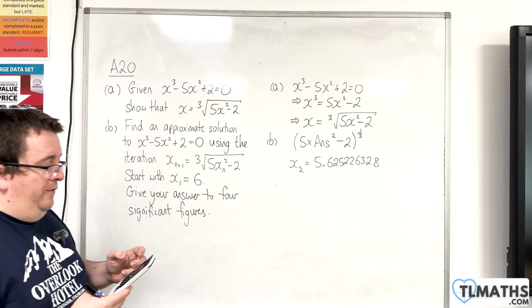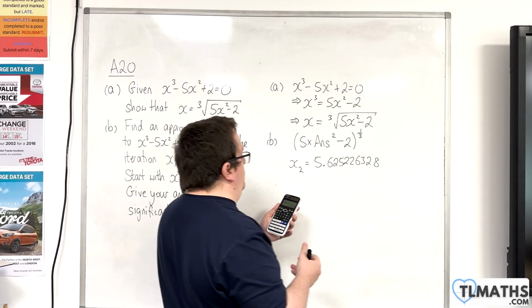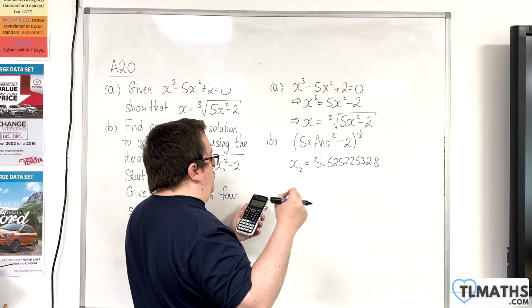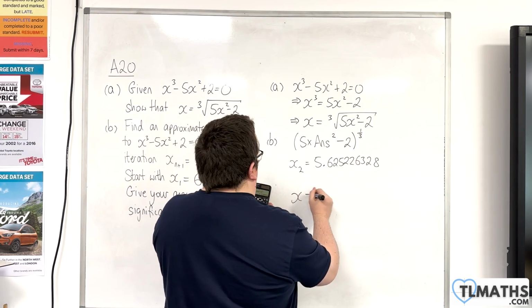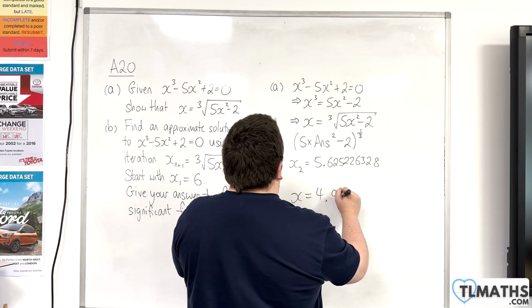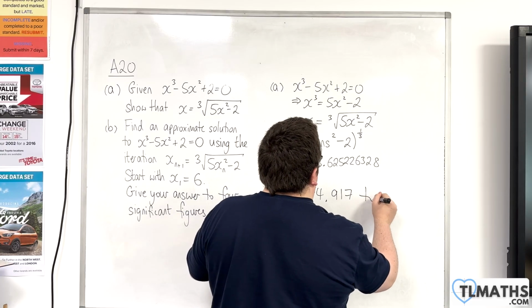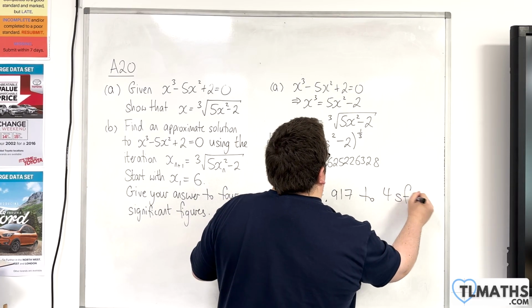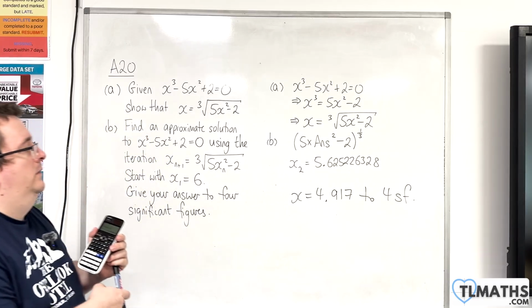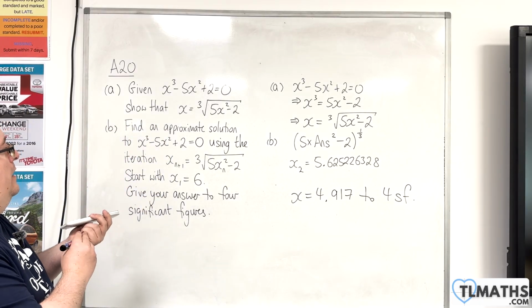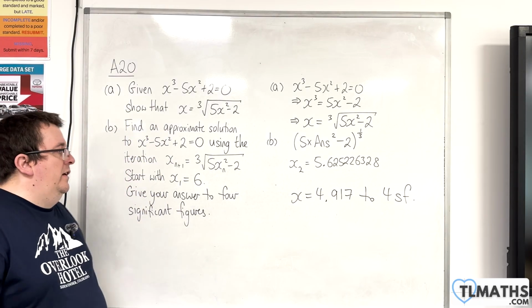So for 4 significant figures, I've managed to get to 4.917286018. So x equals 4.917 to 4 significant figures. Okay, and so that is the answer I'm looking for.